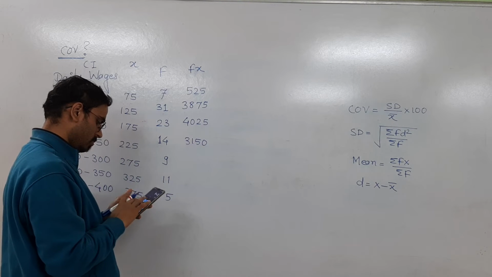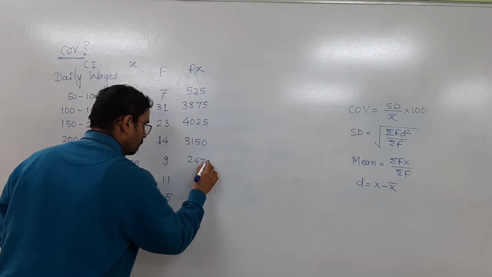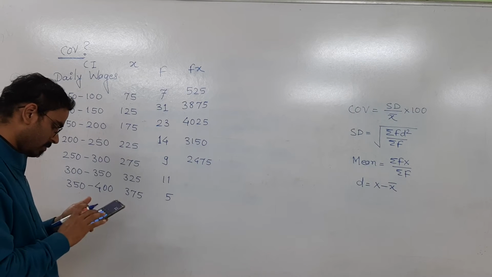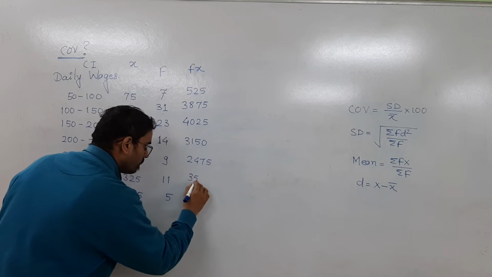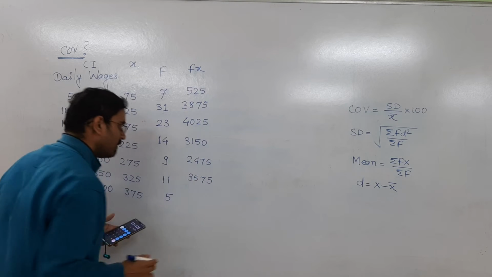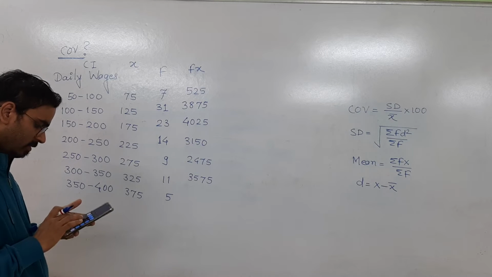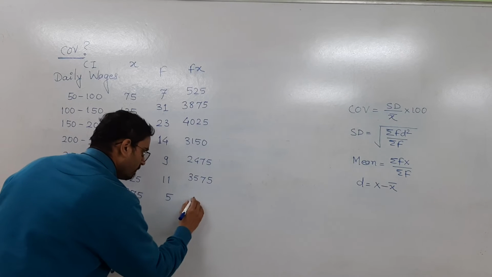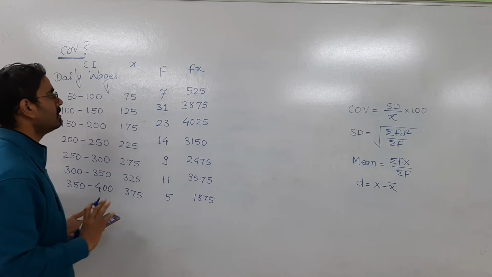9 into 270, 2475. 3575. And the last term is 5 into 375, 1875. Okay, we got the terms.